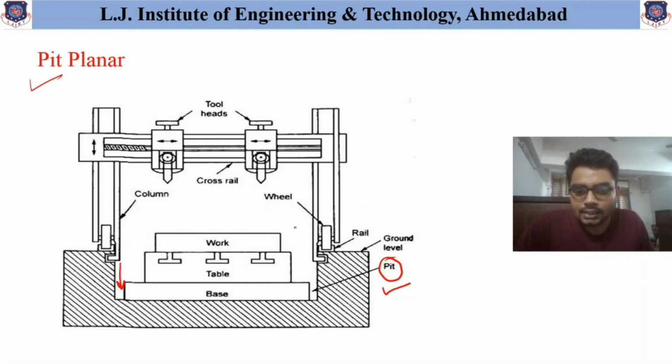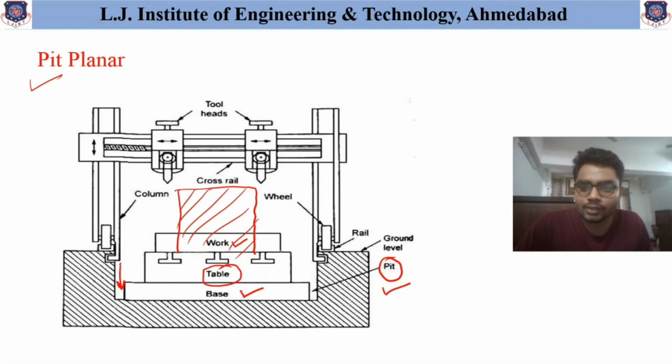And as you can see, the base is provided, the table is provided, and the work is accommodated over here. If the height of the workpiece is very high, it can also be accommodated very easily in the case of the pit planar machine. So this pit planar machine is helpful when the height of the workpiece is very high and it is difficult to operate in the previous machines. Other than this, two tool heads are available, and the further machining process can be obtained by similar working principles that we have discussed in our previous topics. So this is the basic 2D figure of this pit planar machine.